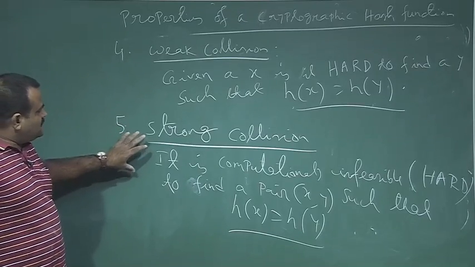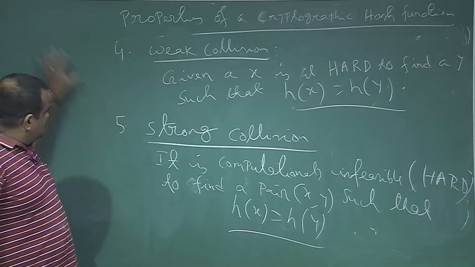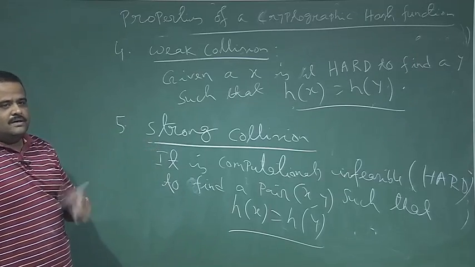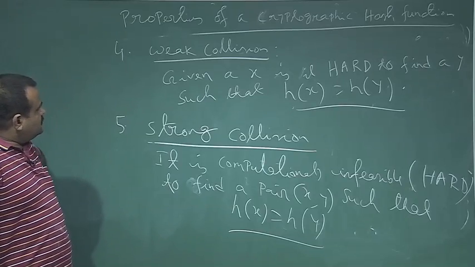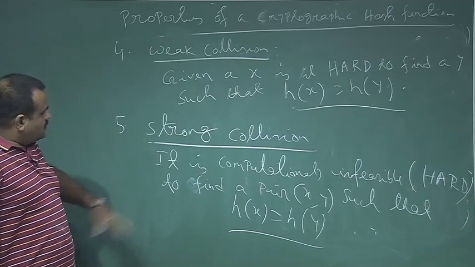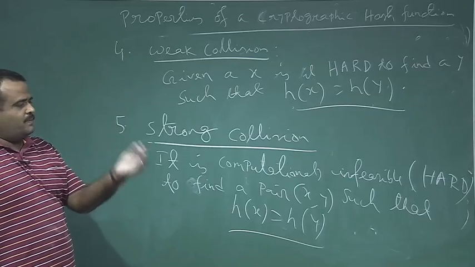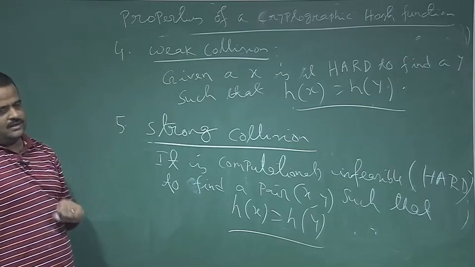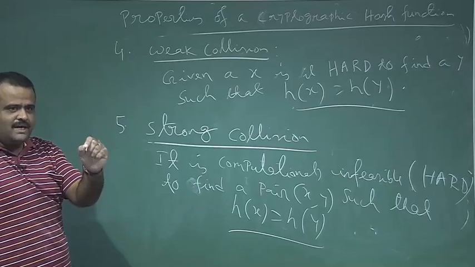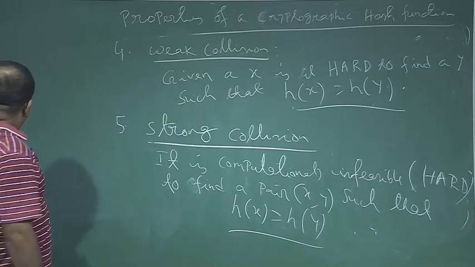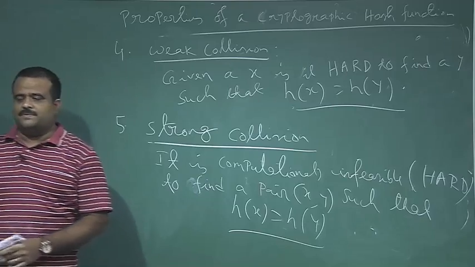So, if a hash function is satisfying this property, this earlier 3 property and this property, then it is called a strong hash function. This is strong collision property. Strong collision property means it is very difficult, it is hard to get a pair x, y such that they are colliding, and weak collision is we have given an x, we have to get a y such that they are colliding. Okay. So, these are the properties our hash function should have.